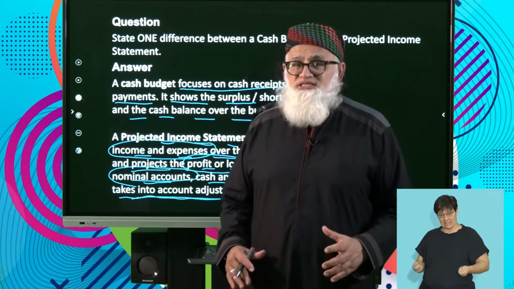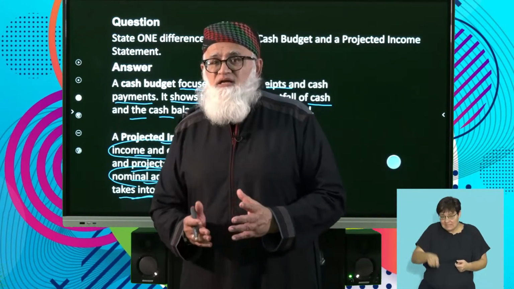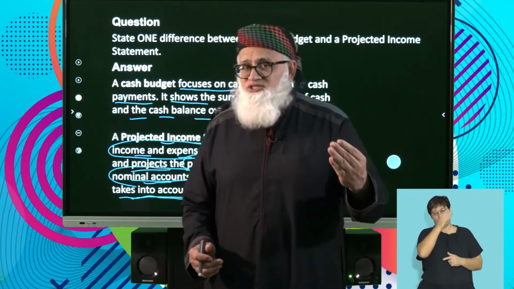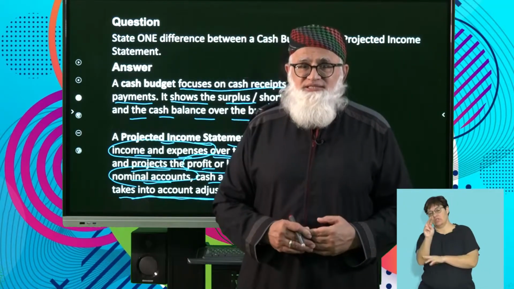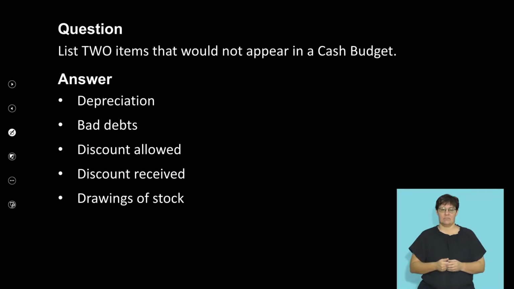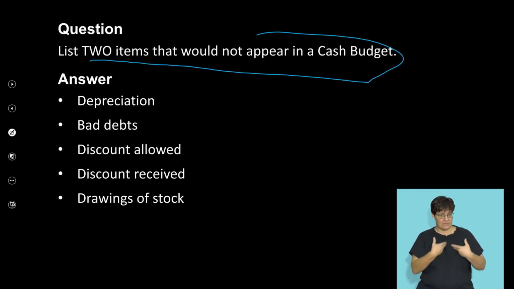Okay, so this is a very comprehensive answer in terms of what you are expected to know in terms of a cash budget and a projected income statement. The next one said, list 2 items that would not appear in the cash budget.